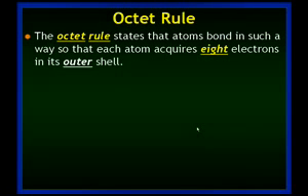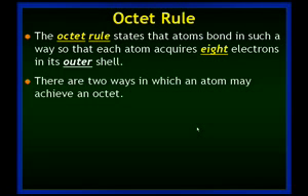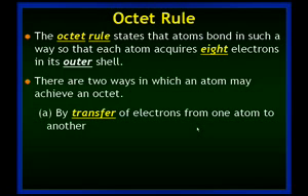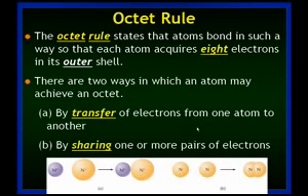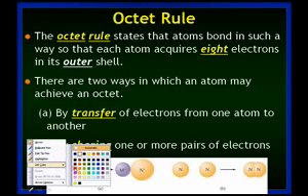Now, we mentioned the Octet Rule last vodcast, and the Octet Rule states that atoms bond in such a way so that each atom gets 8 electrons in its outer shell. So that's the goal. Now, what we didn't mention before is that there's more than one way for atoms to achieve an octet. They can do so by transferring electrons from one atom to another, and they can also do it by sharing one or more pairs of electrons. So that's what's being shown in the diagram down here below.